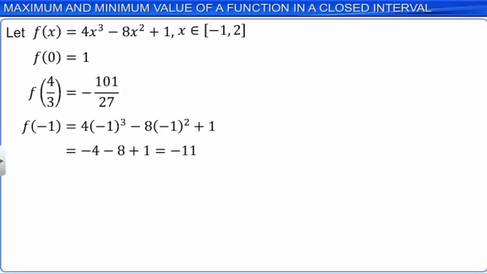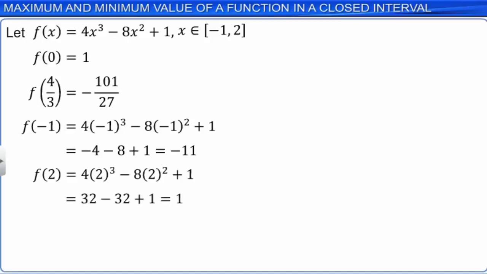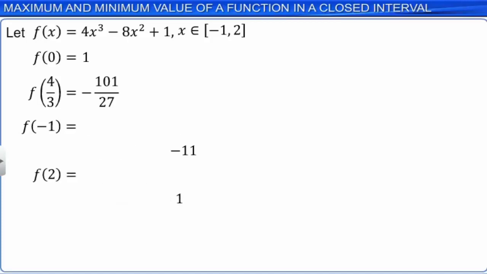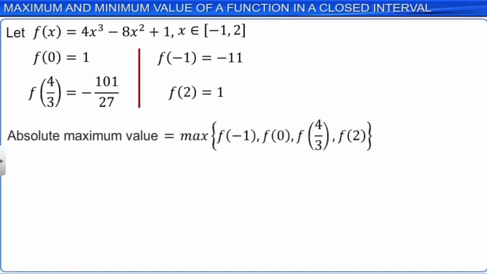The absolute maximum value is the maximum of all the values of the function at these critical points as well as at the endpoints. Thus we conclude that the absolute maximum value of f on the closed interval [-1, 2] is 1, occurring at x = 0 and x = 2.